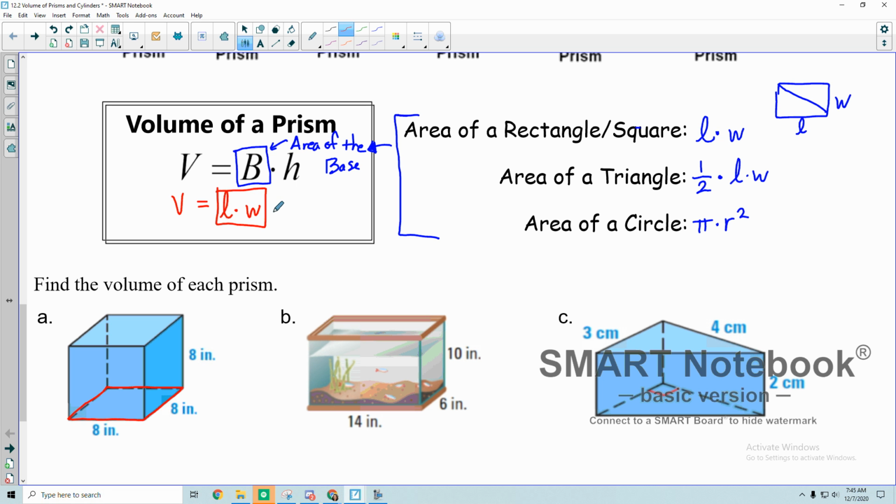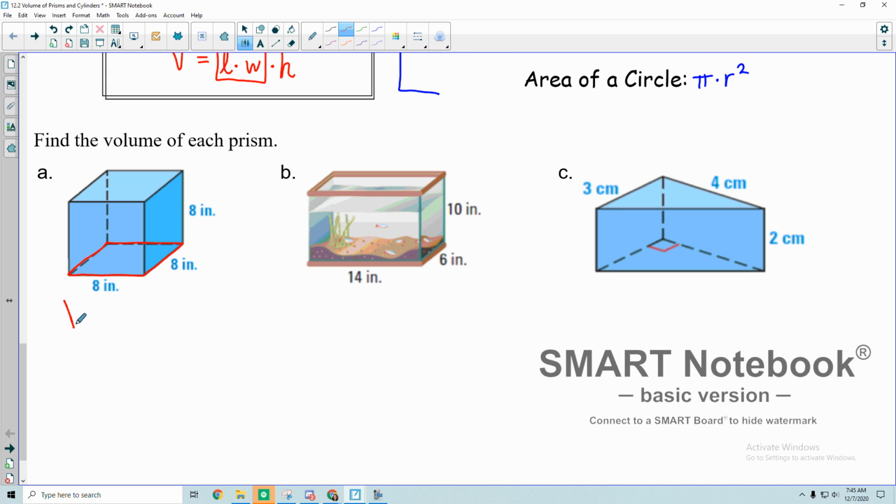Length times width times height, okay? And that's how we get our formula. So the formula we would be using is going to be length times width times height. So for this particular problem, that's super easy. All we're doing is just taking all three of those numbers, the length, the width, and the height, and we just multiply all three of those numbers together.